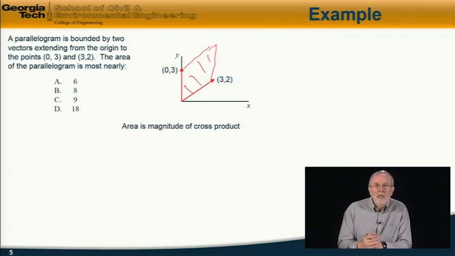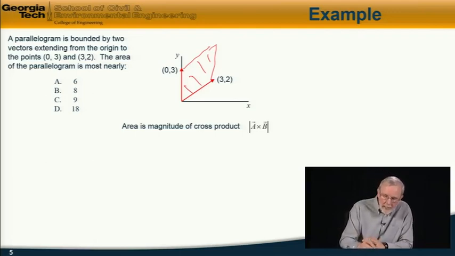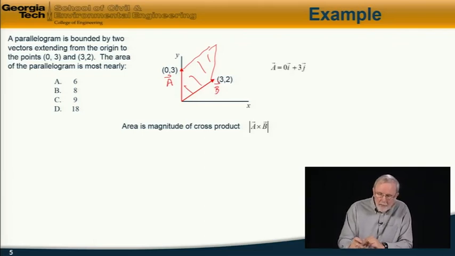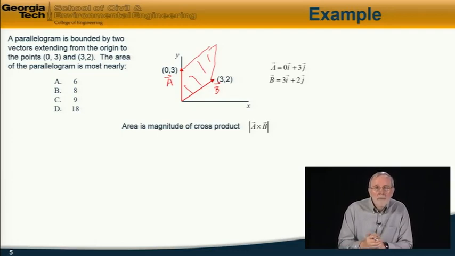And obviously there are a number of ways to do this, but in this case the easy way to do it is by forming the magnitude of the cross product between those two vectors. Because you remember that the cross product is just the area of the parallelogram formed by the two vectors. So the first step is to write those two as vectors, and I'll call the vertical vector here A and this vector, vector B. So the vector A is simply 0i plus 3j. The vector B is 3i plus 2j.